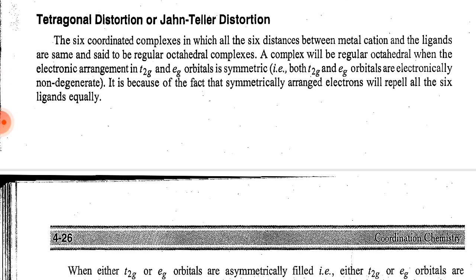A six-coordinate complex in which all six distances between the metal cation and the ligands are the same is said to be a regular octahedral complex. A complex will be regular octahedral when the electronic arrangement in the t2g and eg orbitals is symmetric, that is, both the t2g and eg orbitals are electronically non-degenerate. It is because symmetrically arranged electrons will repel all six ligands equally.